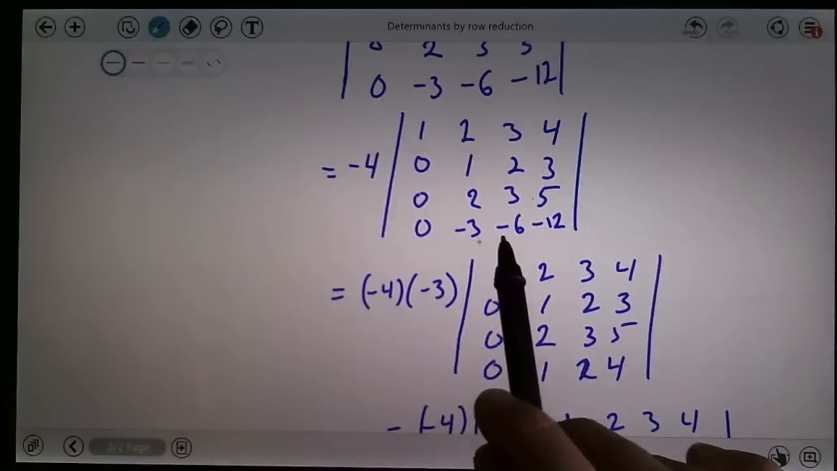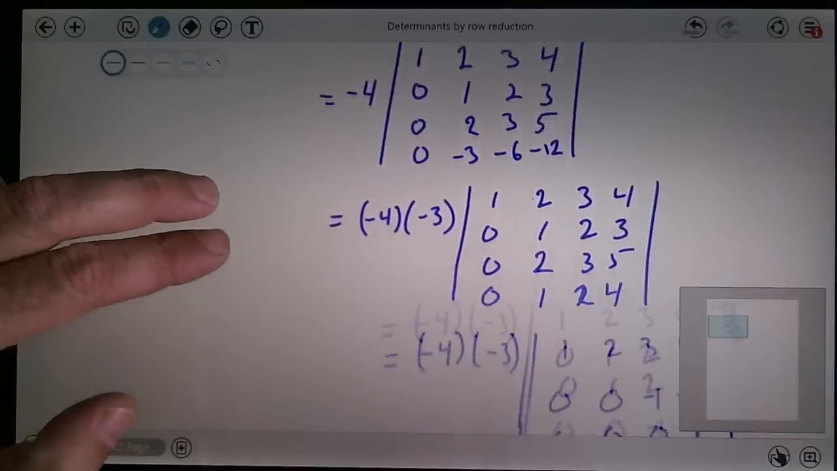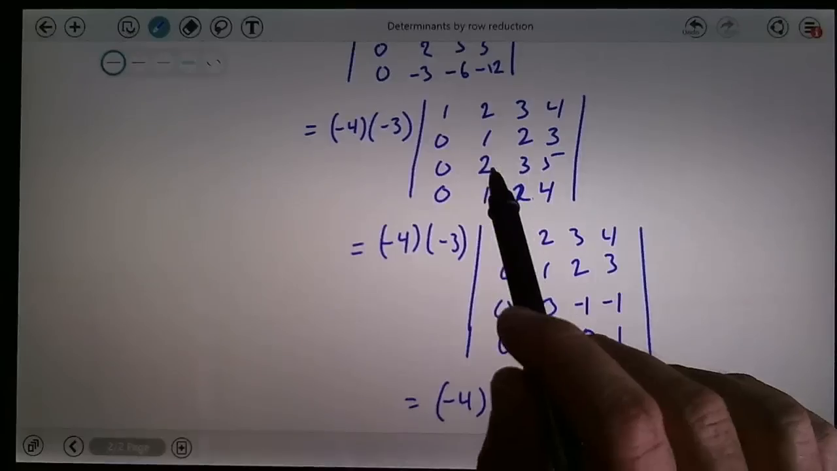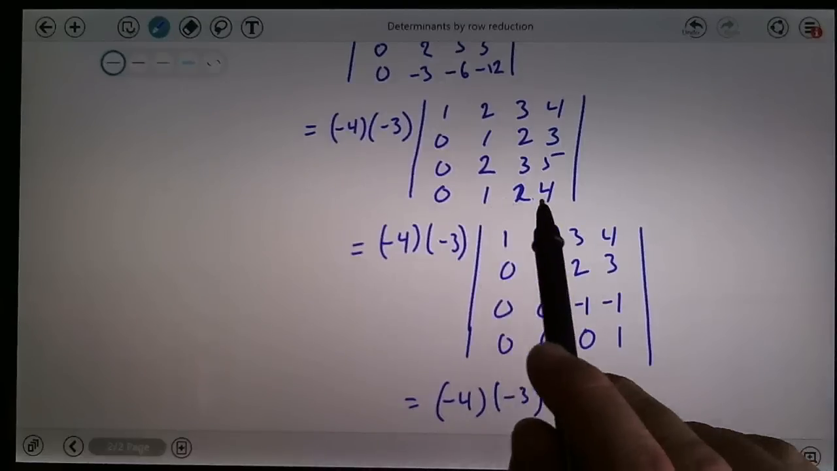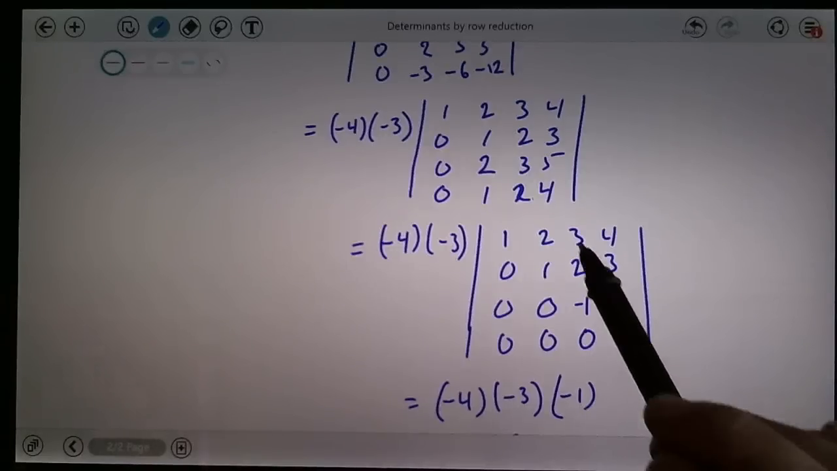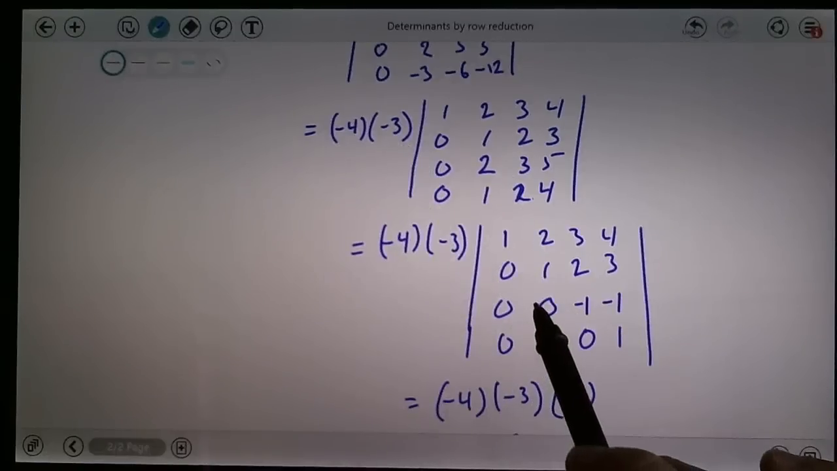I see that I have a factor of negative 3 in every one of these, and so I pull it out in front, making this just a 1, 2, 4. Okay. Now row 3 is going to be row 3 minus 2 times row 1 to get this. And I did row 4 is row 4 minus row 1. Each of those things is adding a multiple of one row to another, which does not change the determinant. So this stuff stayed out in front, this determinant is the same as that determinant, and I've got an equal sign here.